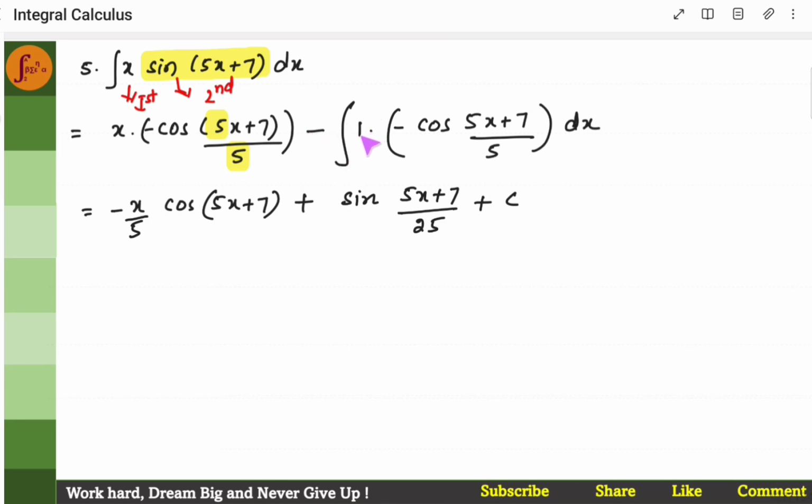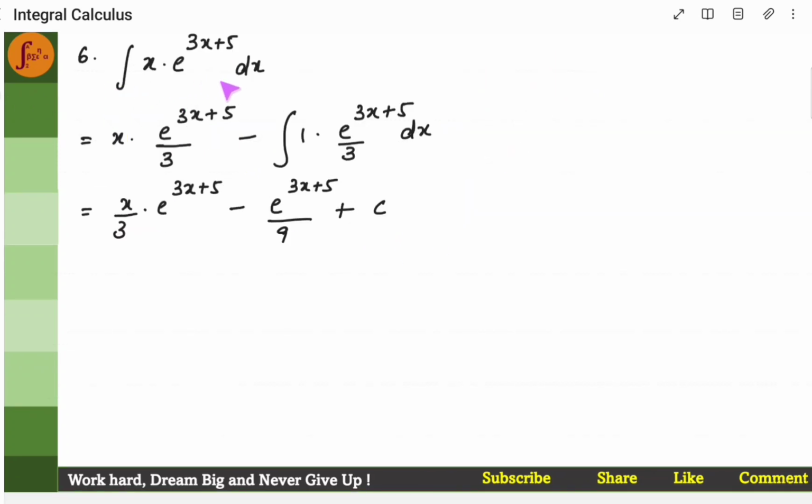Minus the big integral into the derivative of the first function. The derivative of x is 1. Into, copy this entire thing, the integral of the second function. Now, we'll just simplify this. Minus and minus becomes plus. Now, what is the integral of cos? It is sine. And copy this entire expression as is. And we have 5 already. Now, copy this coefficient and put it in the denominator. So, it will be 5 into 5, which is 25. So, this is the answer.